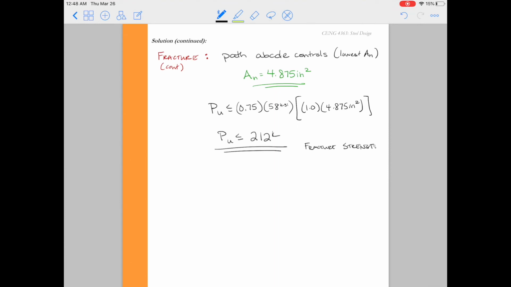We compare that to the yielding capacity. For yielding, we said that P_u has to be less than or equal to 194 kips. So we're going to be able to draw some final conclusions. I just want to reiterate that on this page. So from the yielding limit state, we found P_u was less than or equal to 194 kips, and 212 kips for the fracture strength. So that means that yielding will control, and the design strength of our connection in this case for these two limit states is 194 kips.